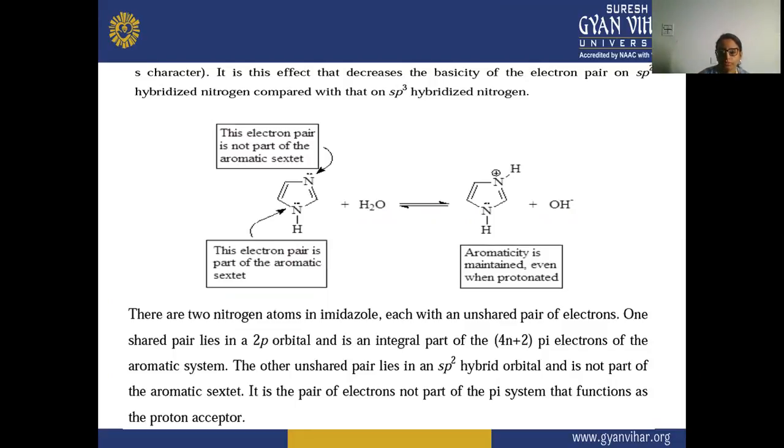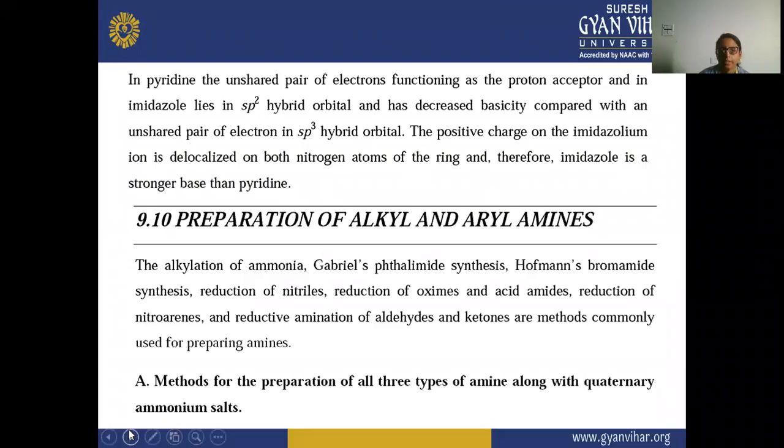So next, in pyridine, the unshared pair of electrons functions as the proton acceptor, and in imidazole it lies in an sp2 hybrid orbital and has decreased basicity compared with an unshared pair of electrons in an sp3 hybrid orbital. The positive charge on the imidazolium ion is delocalized on both nitrogen atoms of the ring, and therefore imidazole is a stronger base than pyridine.